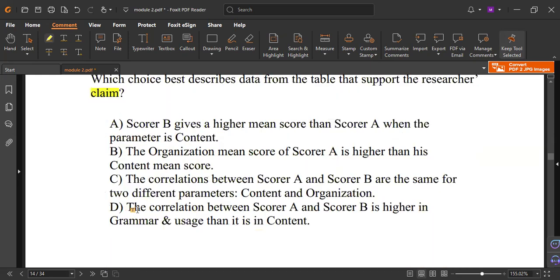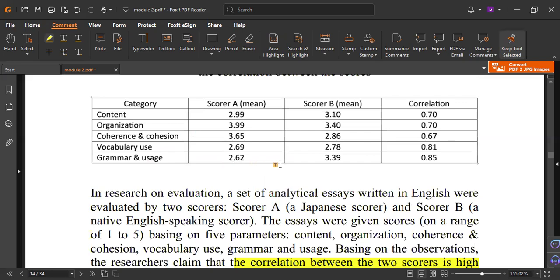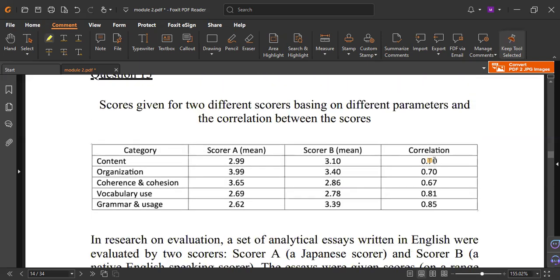When we look at letter D, he says the correlation between scorer A and scorer B is higher in grammar and usage than it is in content. Let's go to grammar and usage. See, it's higher or not? Yes, this is a big one. And how about the content, is it higher than the content or not?